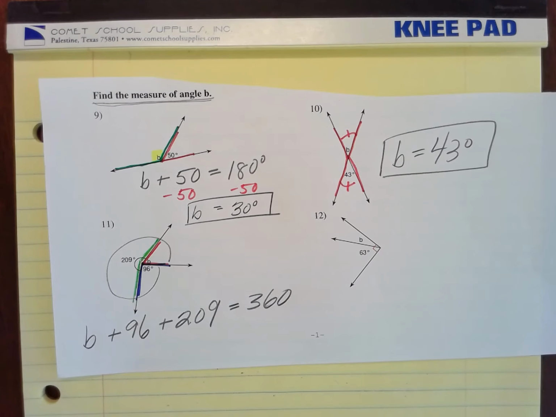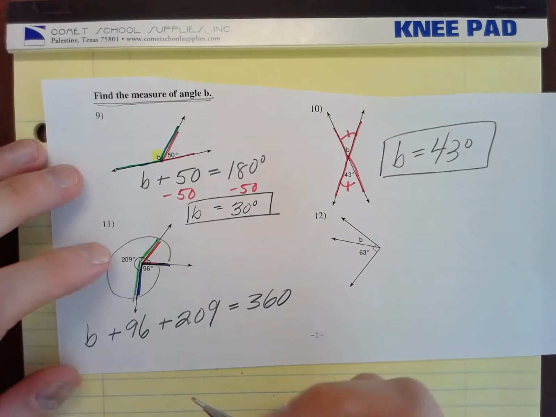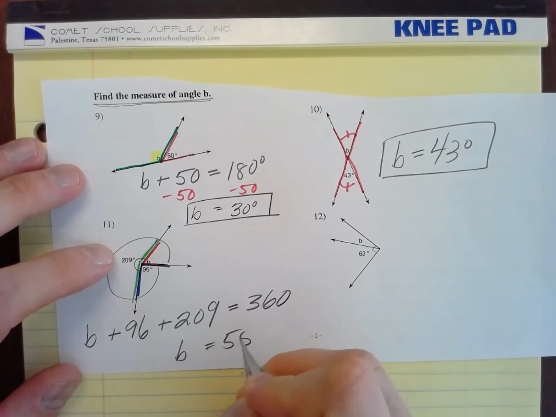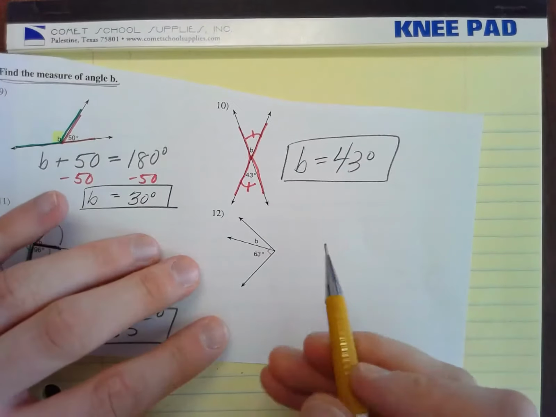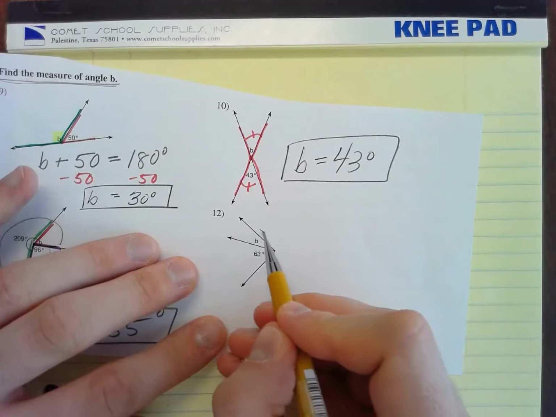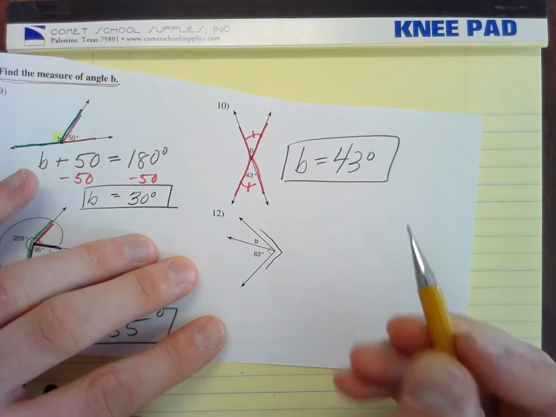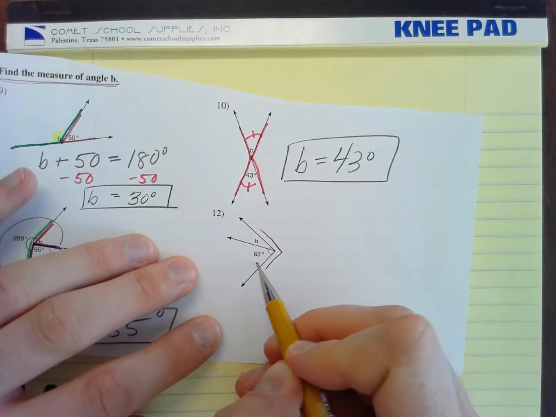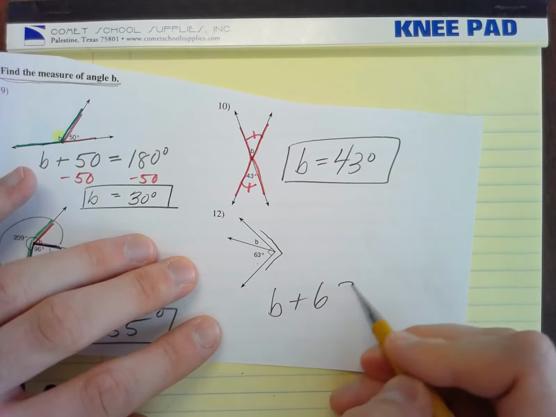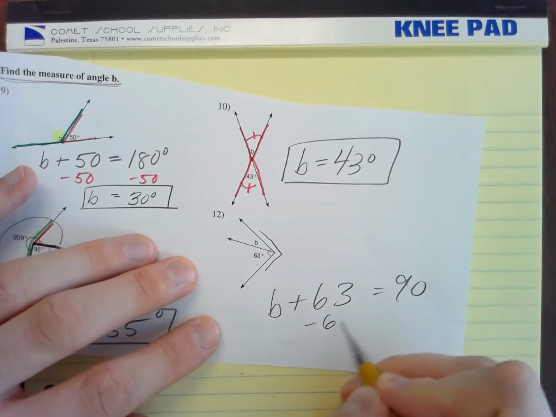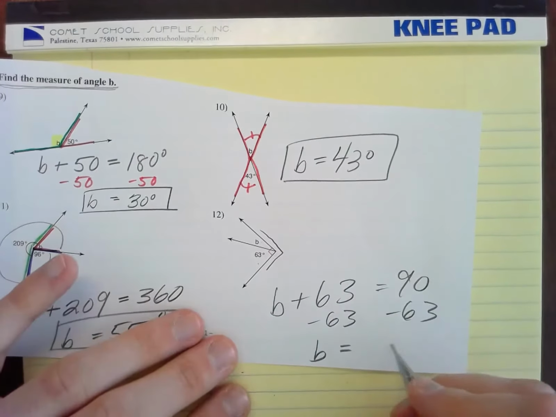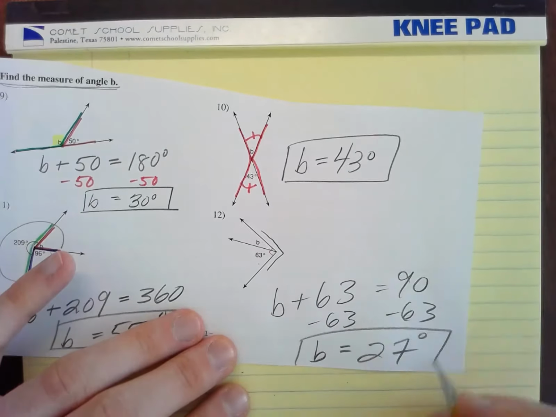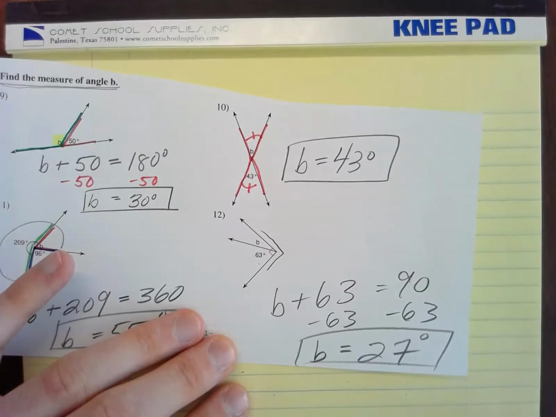360 minus 209 minus 96 leaves me with 55. So I know that B has to equal 55 degrees. Okay? And here, notice I have a right angle. So this whole thing all together is 90 degrees. And B plus 63 equals 90. So B plus 63 equals 90. And if I subtract 63, then I have B equals 27. Okay?